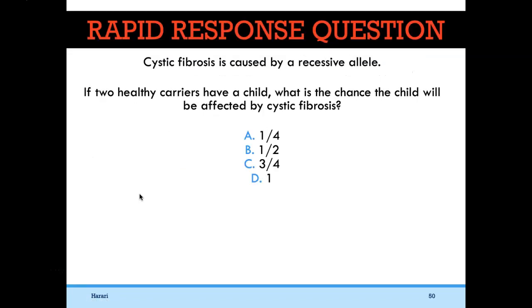So cystic fibrosis, we said, is caused by a recessive allele. If 2 healthy carriers have a child, what is the chance the child will be affected by cystic fibrosis? So you could pause here and try to figure it out yourself. I'm going to draw it right now, but please pause. So 2 carriers would be big F, little f, times big F, little f. Right?